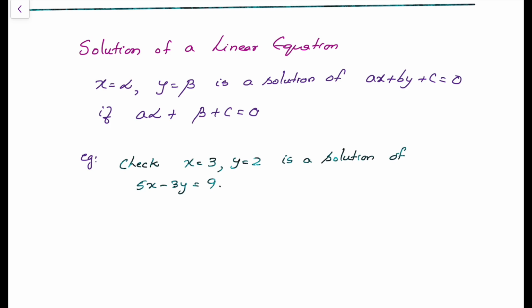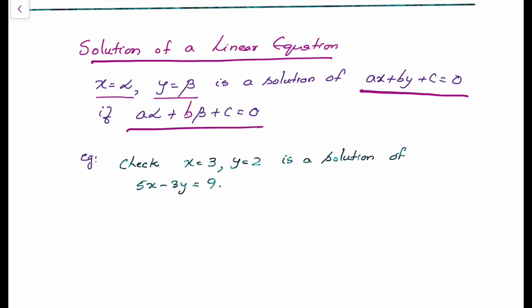Now coming to solution of a linear equation. The solution means if you are substituting the value of x and y in the equation of the line, it should satisfy the equation. Suppose the equation of the line is ax plus by plus c equal to 0 and x equal to alpha and y equal to beta is the solution. So when you put x as alpha and y as beta, it will satisfy. So a alpha plus b beta plus c equal to 0.